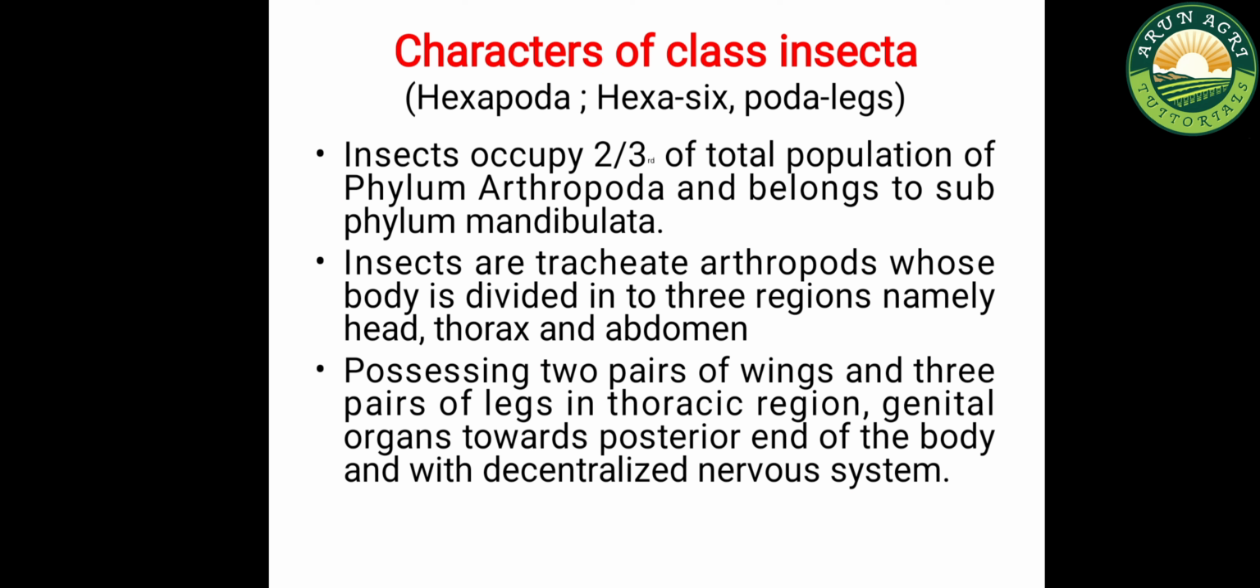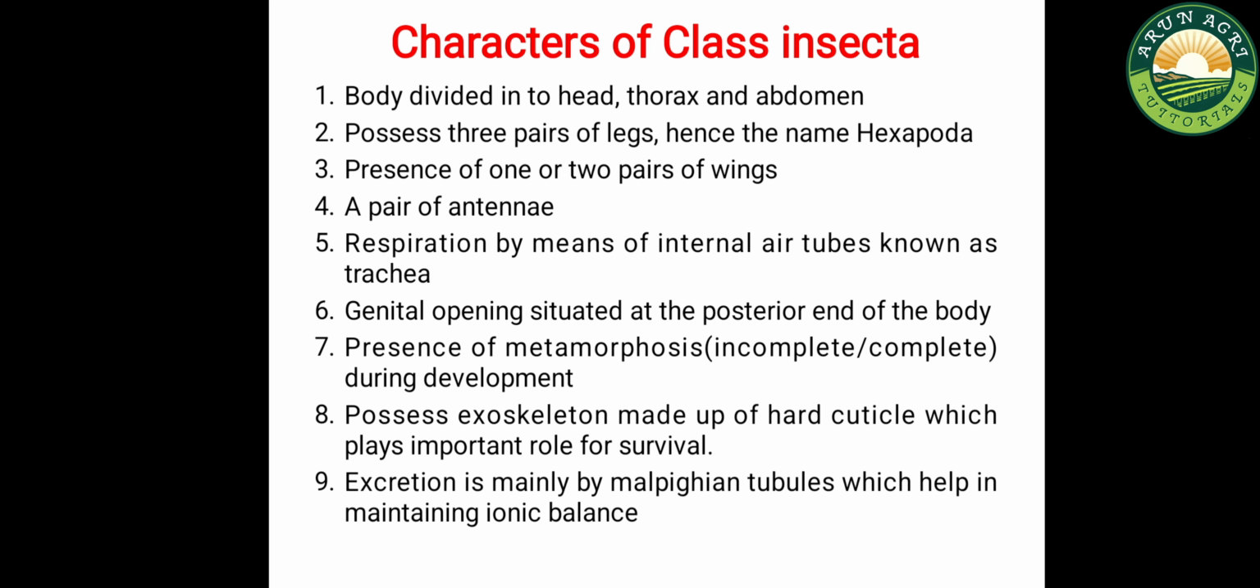Insects are tracheate arthropods whose body is divided into 3 regions, namely head, thorax, and abdomen, possessing 2 pairs of wings and 3 pairs of legs in the thoracic region. Genital organs are towards the posterior end, especially the 8th and 9th abdominal segments, with a decentralized nervous system. Now, what are the other characteristics of the class Insecta? Once again, body is divided into head, thorax, and abdomen, and possesses 3 pairs of legs. Insects are called Hexapoda, and 1 or 2 pairs of wings are usually present on the meso- and metathorax, called pterothorax. And usually there will be a pair of antennae on the head.